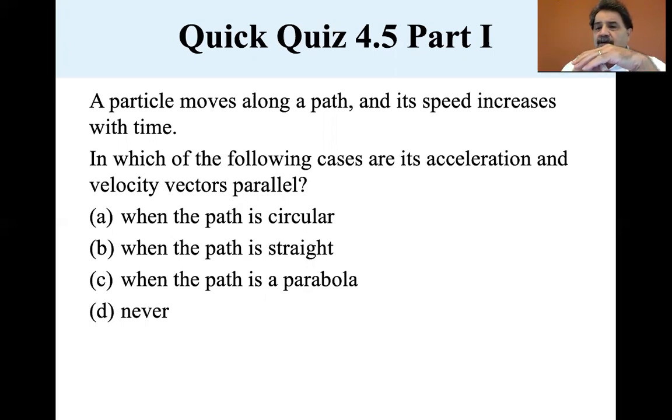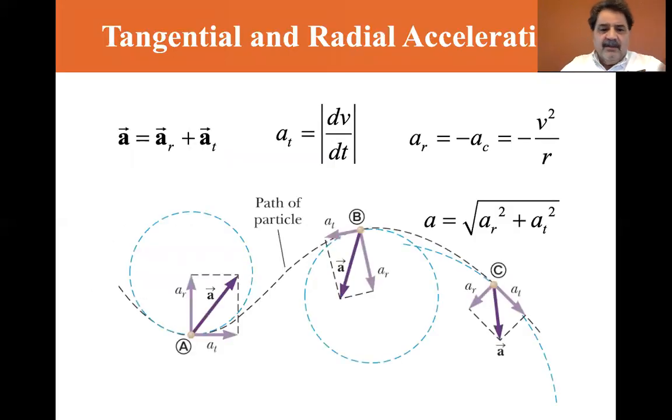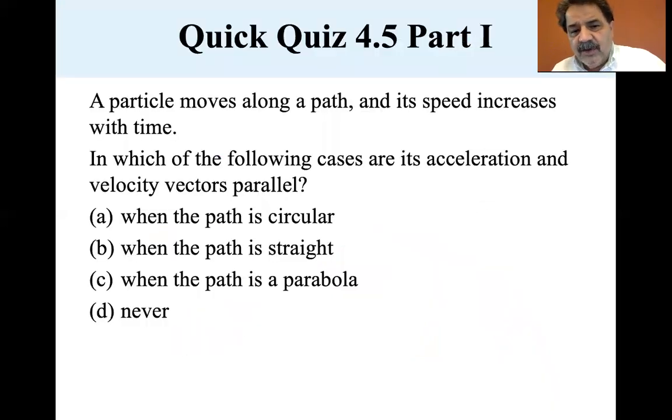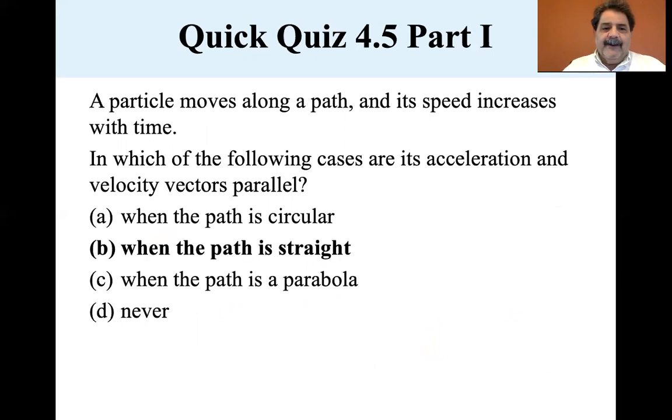If it's circular, the total acceleration has a radial component. Here you see the radial component of the acceleration is nowhere near the tangential component, which represents the direction of the velocity vector at that moment, the instantaneous velocity. So it doesn't count for a circular path. It doesn't count for a parabolic path. It only counts for a straight path. Okay, so that's the answer to that quiz.